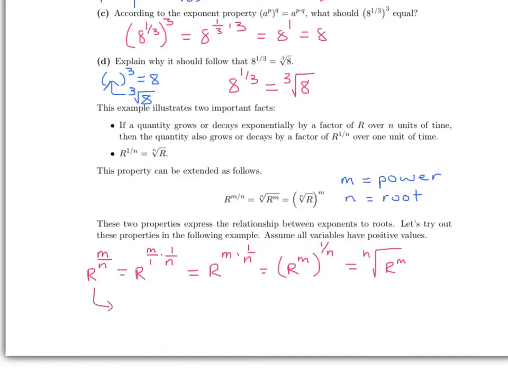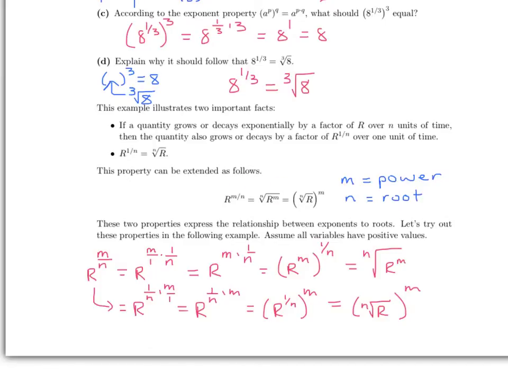If I go down below, I can rewrite this quantity as r to the 1 over n times m over 1. This is the same as r to the 1 over n times m. Again, using our exponent property, this is r to the 1 over n raised to the m. And again, according to our earlier property, r to the 1 over n is defined to be the nth root of r. So in the parentheses, we have the nth root of r raised to the mth power, which is precisely this quantity right here. So I've shown you that r to the m over n is equal to this quantity here. So that is why this property is true.